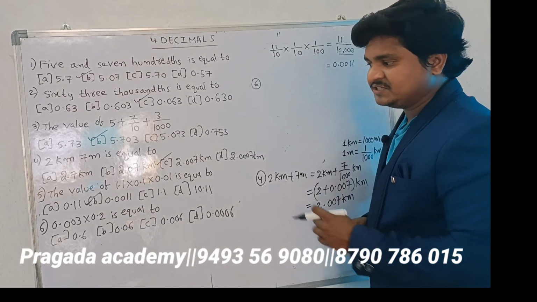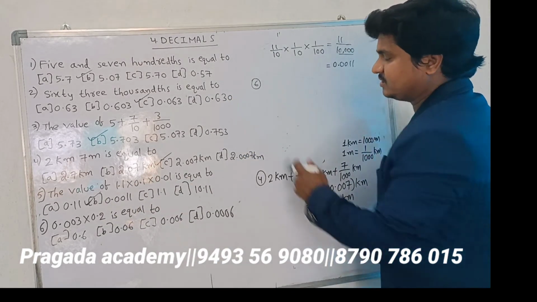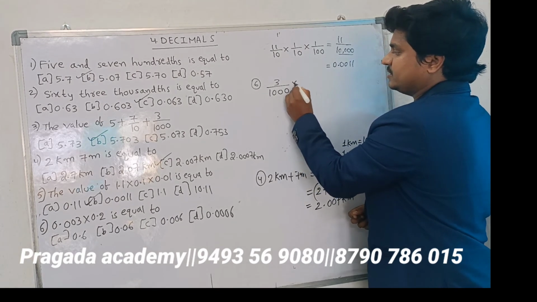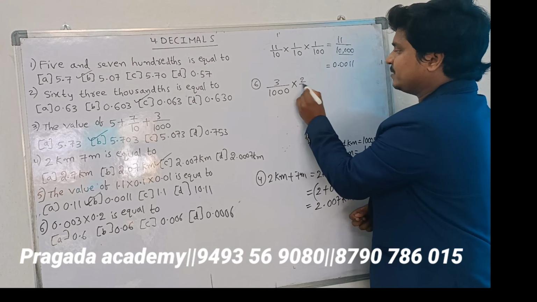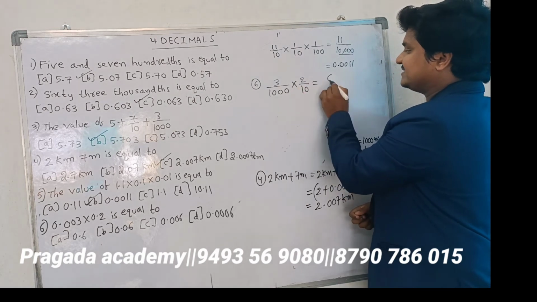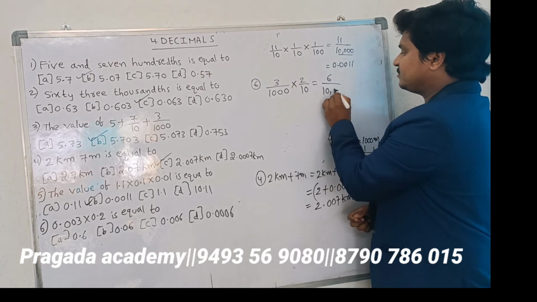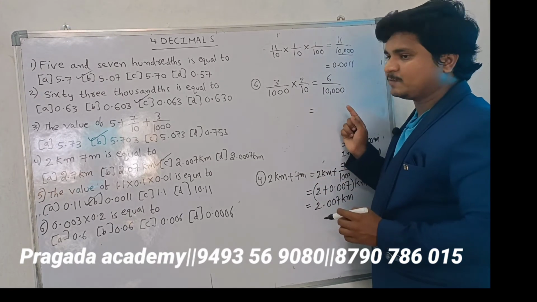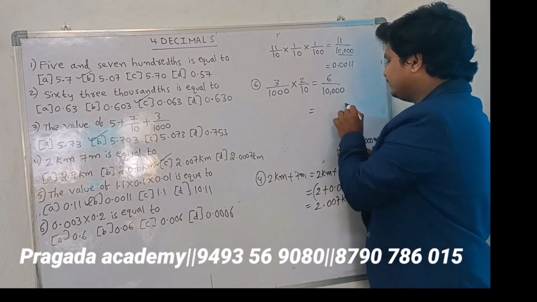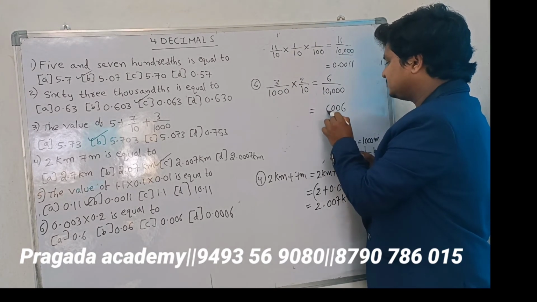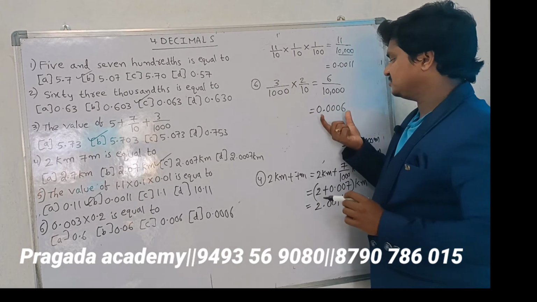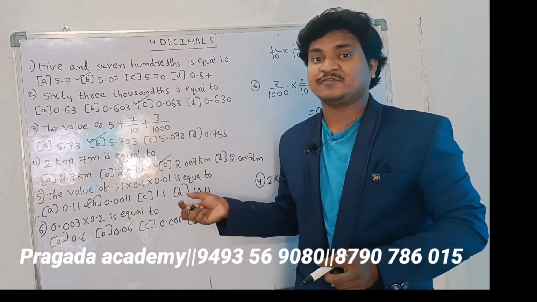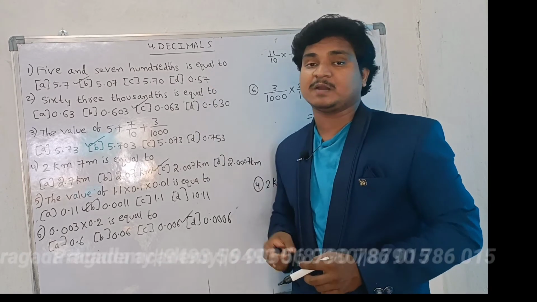Coming to sixth one, 0.003 into 0.2 is equal to. 0.003 is nothing but 3 by 1000 into 0.2 is nothing but 2 by 10. So 3 2s are 6, 1000 into 10 is 10,000. So again we have 4 zeros in the denominator. You should place the decimal point after 4 digits. But we have only 1 digit. You need to take the 3 zeros and then put the decimal point. So 0.0006 will be the answer. Option D is correct. These are the few objective bits from our Pragada Academy material.